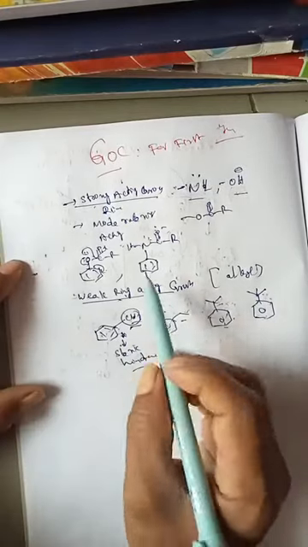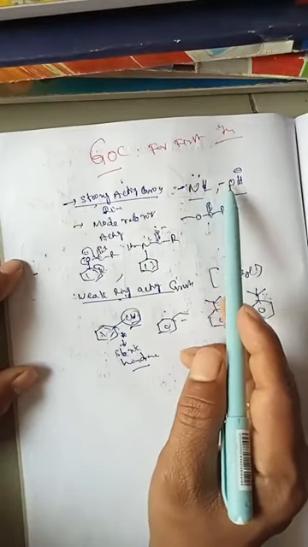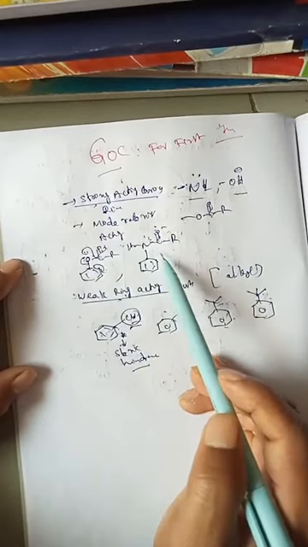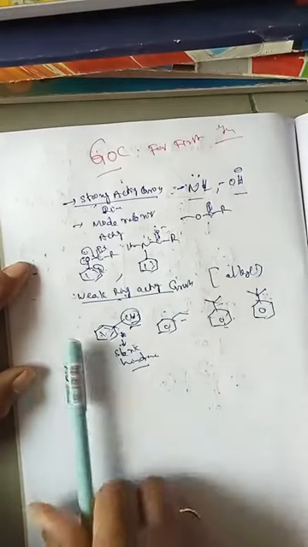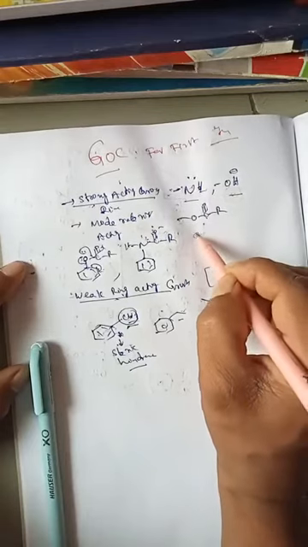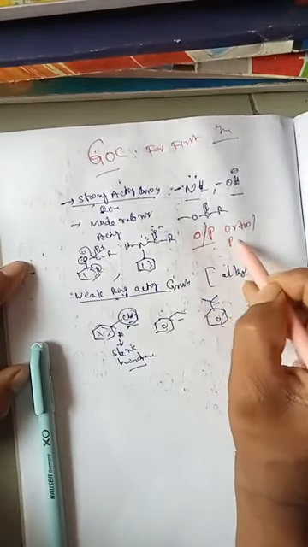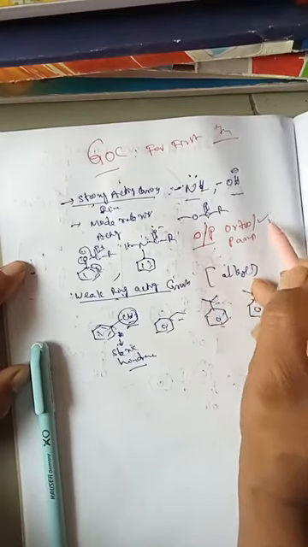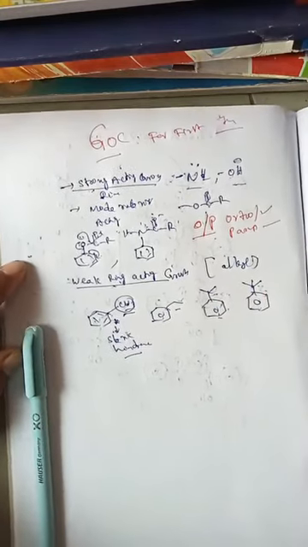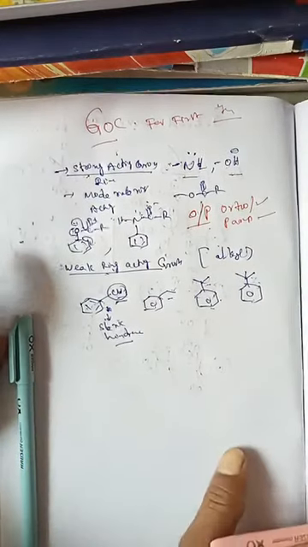Now, for the ring activating groups, either NH2 or OH or OCOR or NH, the incoming electrophile goes to either the ortho position or the para position. Ortho or para position, very important. So these are ortho directing or para directing groups. How can we easily recognize them? You have to look at these groups.